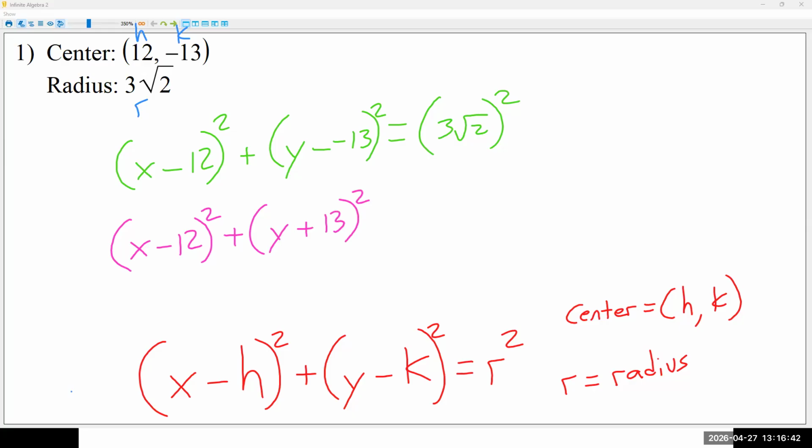What you're going to notice very quickly, because we're going to see this kind of pattern pop up, is that if this is positive, this is negative. This is negative, this is positive. Opposite signs. That's not the first time we've seen opposite signs.